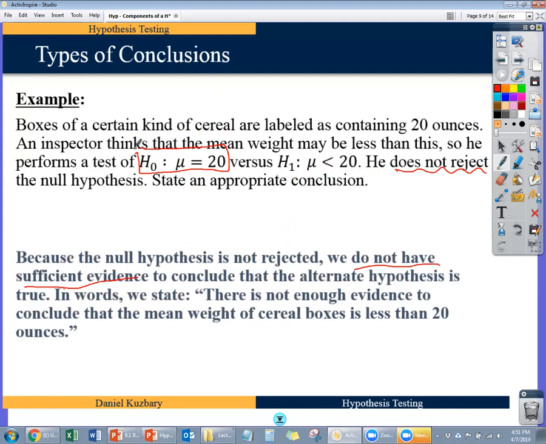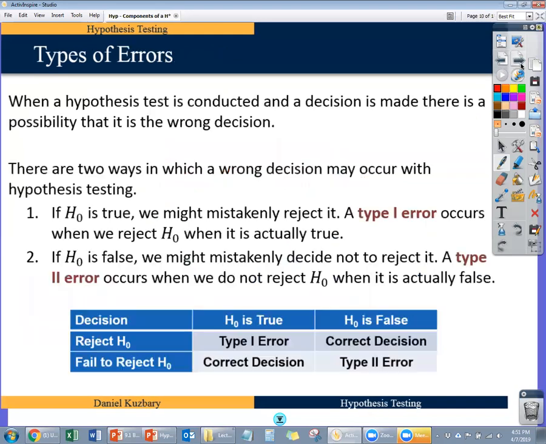We just can't. In other words, we'll state there's not enough evidence to conclude the mean weight of cereal boxes is less than 20. We can't say that. Okay, we're not 100% sure about this, but we do know there's not evidence to say this, so we'll hold on to that one. I know it's kind of flaky language, but that's what we're stuck with in statistics. So those are the two kinds of conclusions and how to say them.